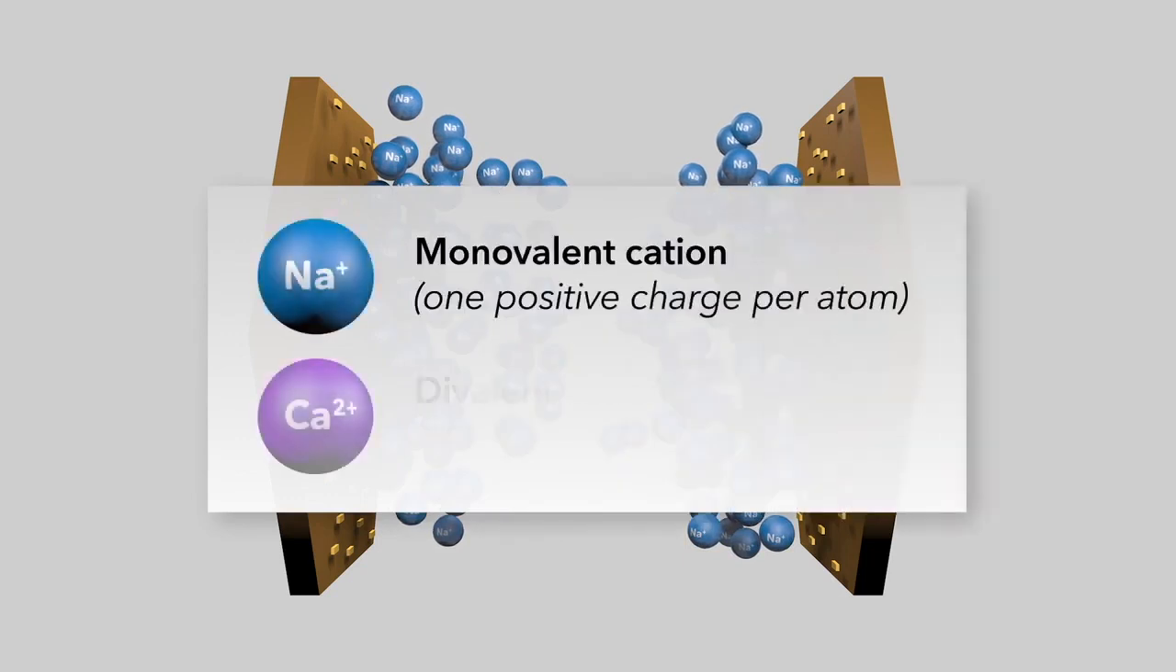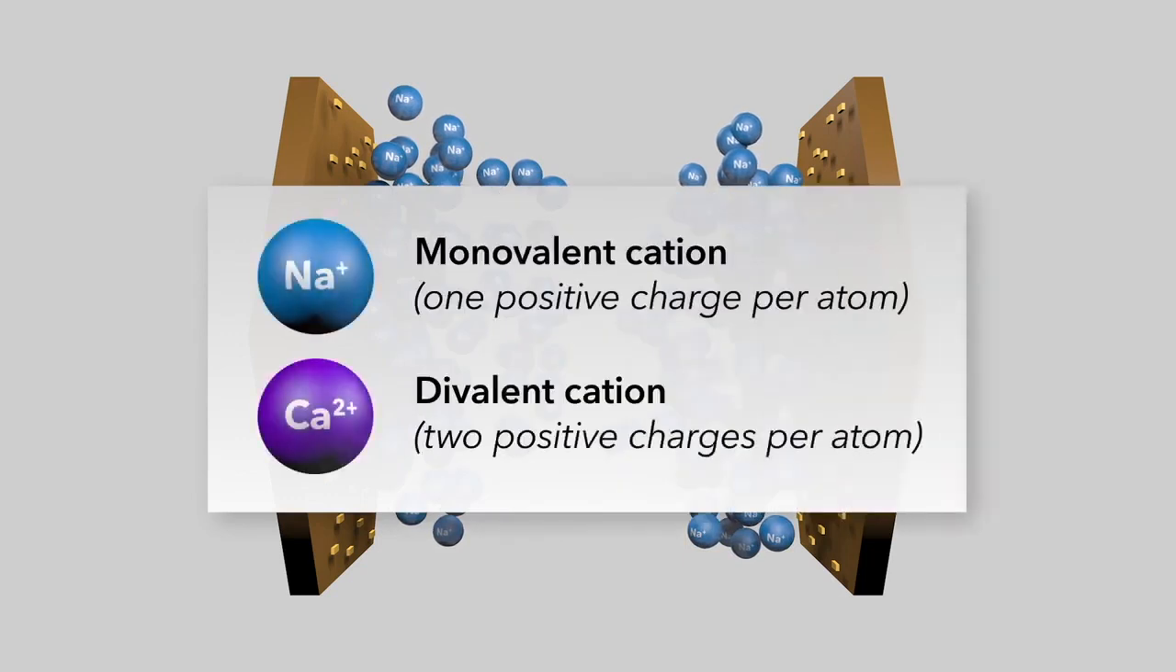Let's look now at what happens when we substitute calcium ions for sodium ions in the double diffuse layer. Sodium ions are monovalent, and by this we mean that they have a single positive charge per atom. By contrast, calcium ions are divalent. They have two positive charges per atom.